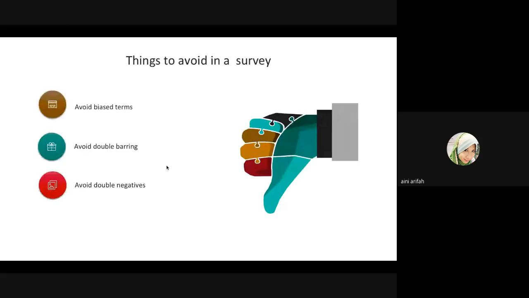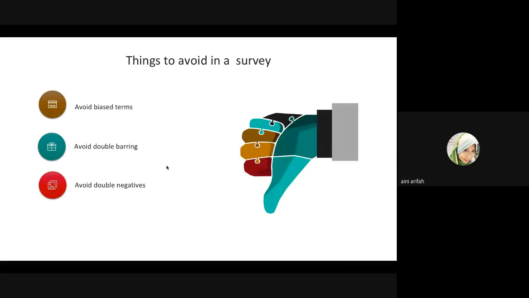So these are the things that you need to avoid in a survey. You have to avoid bias terms. Bias terms is when the survey question shows tendency on a certain opinion before asking the questions. So make sure to avoid those kinds of questions.